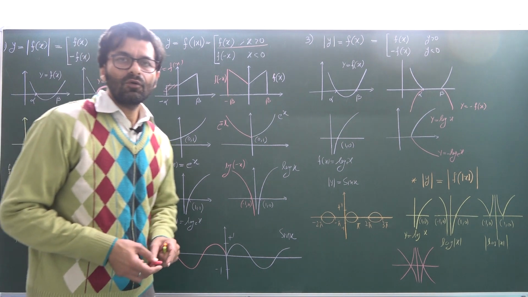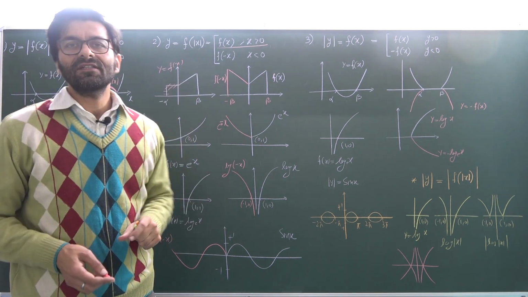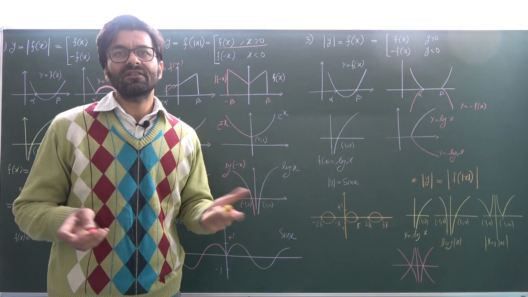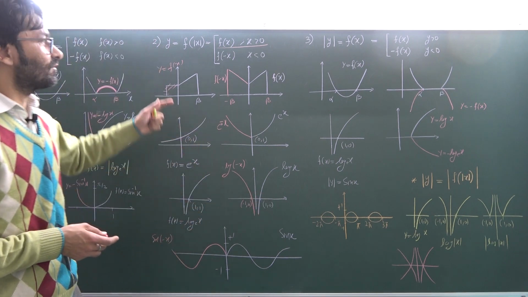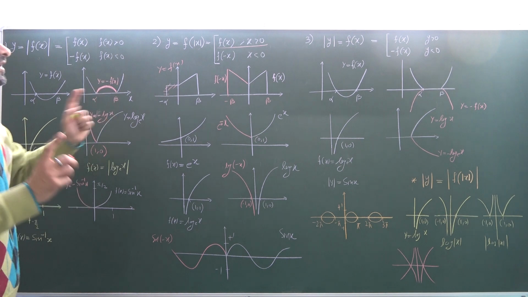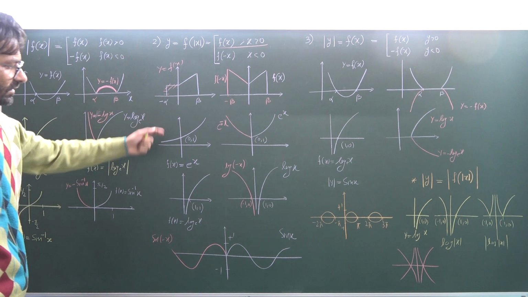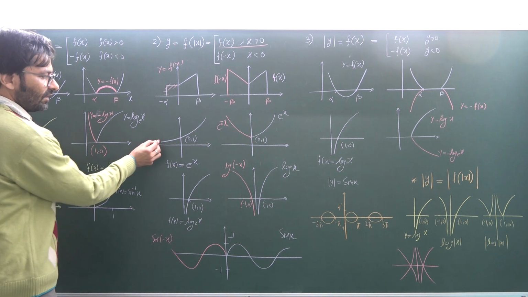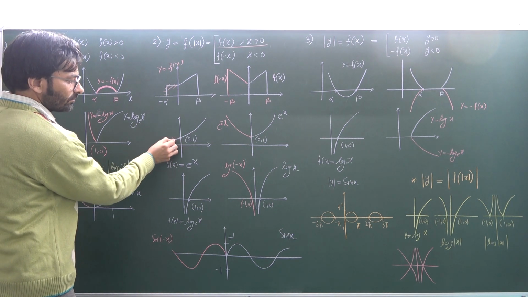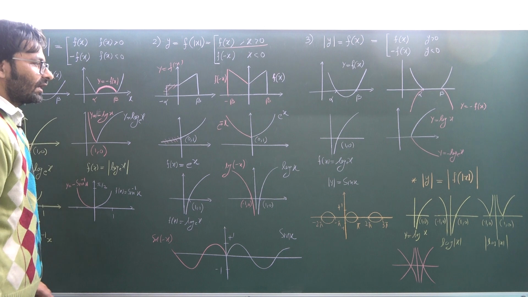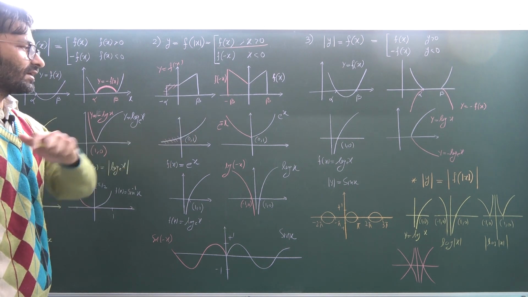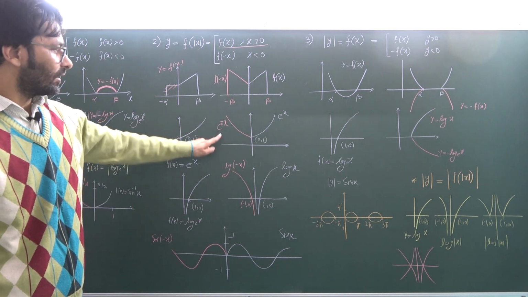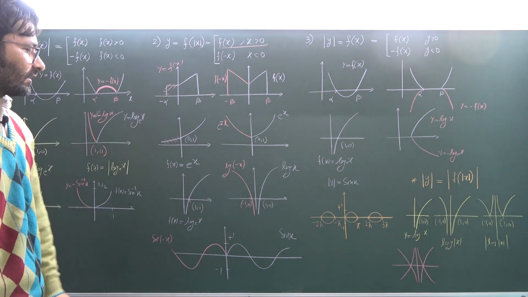So simply what we do, we don't need to do everything, just we retain the graph on the positive side of x-axis and then make it symmetrical about y-axis, because if you replace x with minus x, graph remains same. Suppose this is my exponential function, right? And what we do, we erase this particular part and then make the remaining part symmetrical about y-axis. This is e raised power x, and now e raised power minus x.